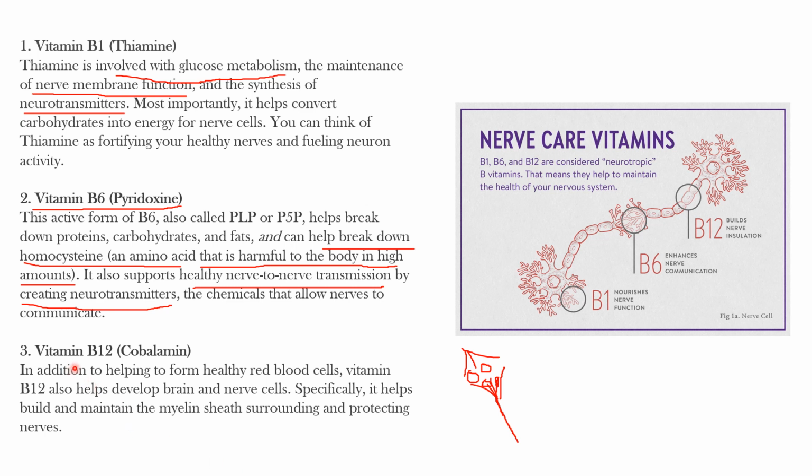Next one, B12, cobalamin. The main function of this one is to form healthy red blood cells. This is the first function. Next function is the main thing: it helps develop brain and nerve cells. Brain and nerve cells develop because of the presence of vitamin B12.